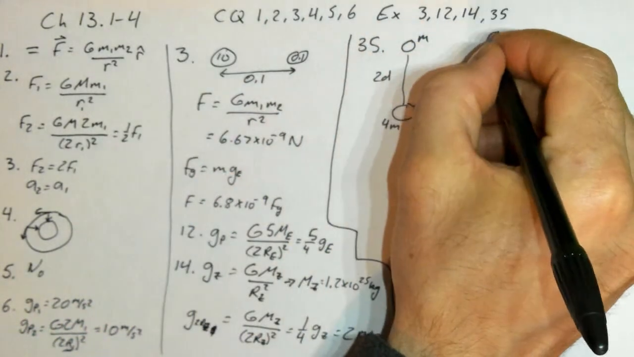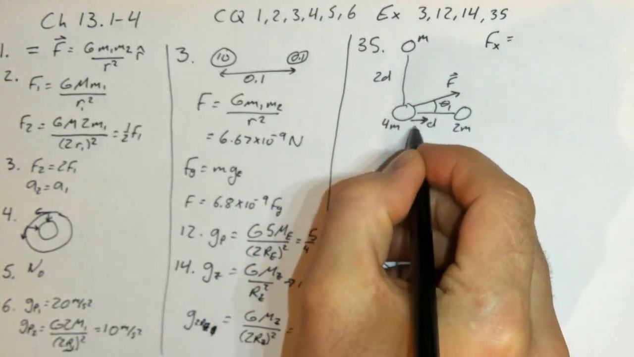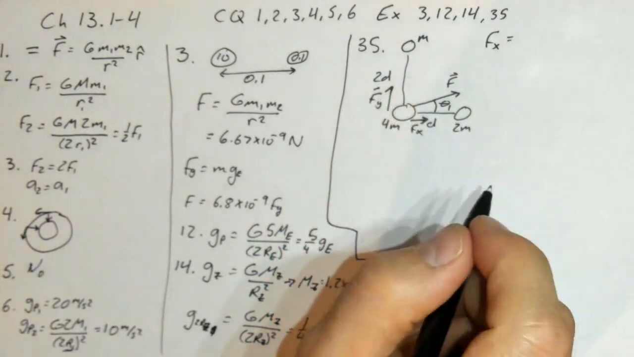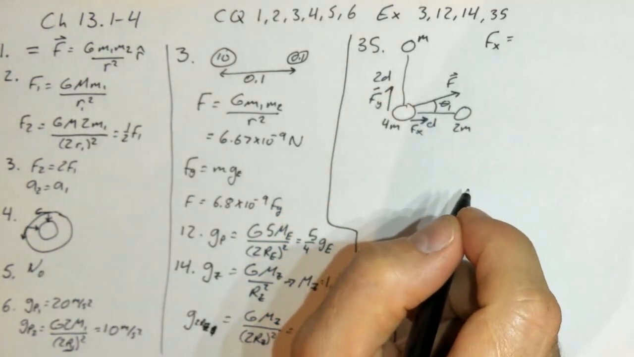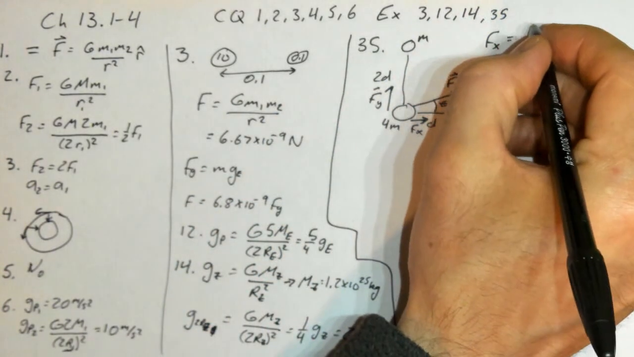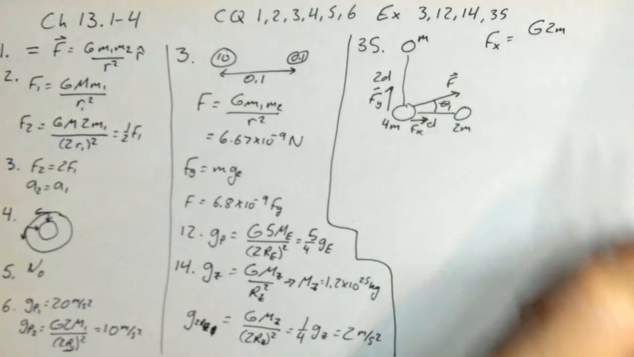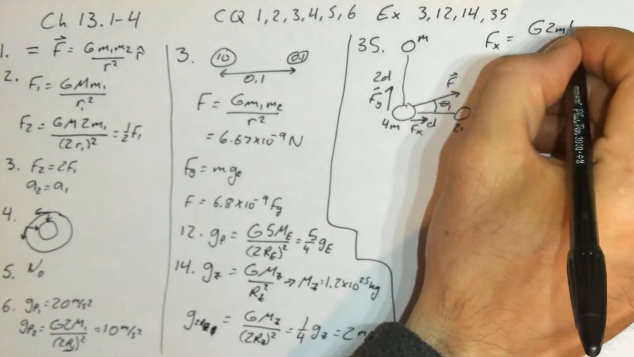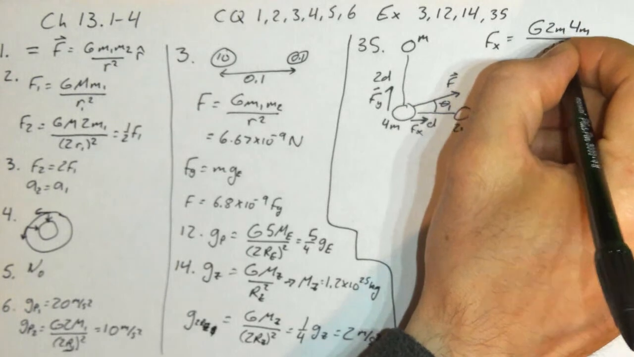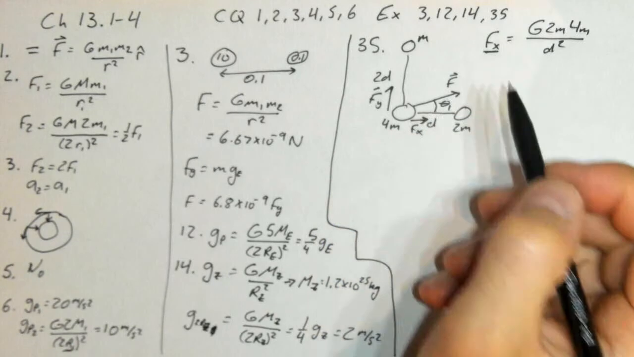So we first find Fx. Now Fx is going to point this way, and Fy is going to point this way. We'll choose right to be positive and up to be positive. Fx is going to be G, the mass of the one acting, which is 2m, times the mass of the one being acted on, which is 4m, divided by the distance between them, d squared. And that's in the positive x direction, which I'm implying with the subscript here.